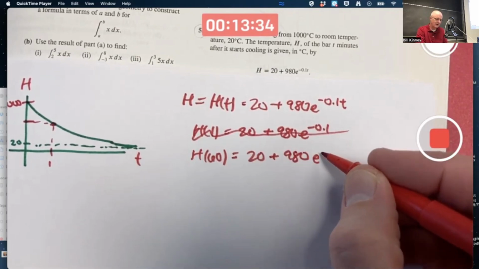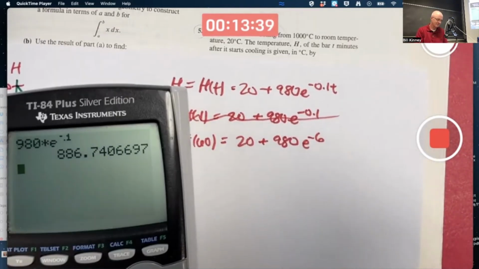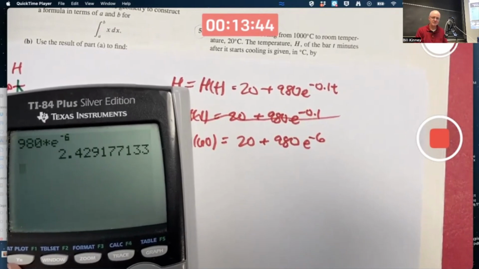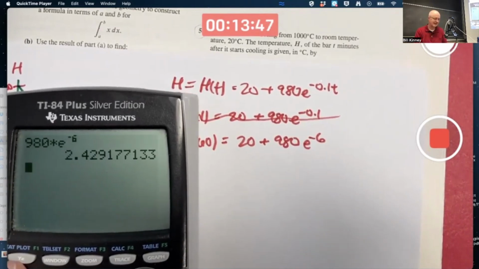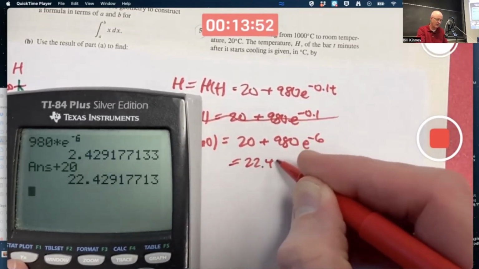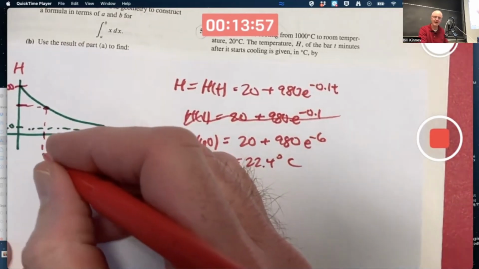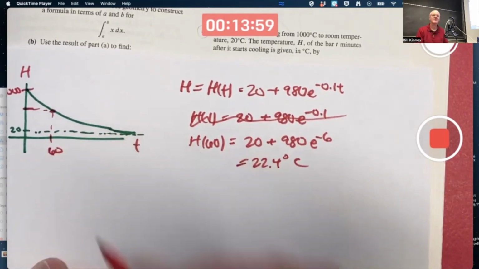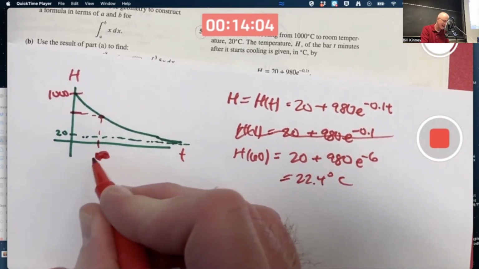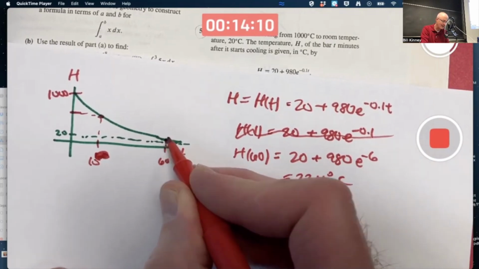60 times negative 0.1 is going to be negative 6. And this will have cooled down quite a bit after 1 hour. 980 times e to the negative 6 is pretty small on a relative scale compared to 980. Add 20. It's cooled down quite a bit. It's at 22.4 degrees after 1 hour, which would be 60 minutes. And I should really mark that with a 60 there. Okay, this graph's not accurate then. Okay, maybe that is a 1 or 2 or a 10 or whatever. After 60 minutes, it's not much higher than 20.